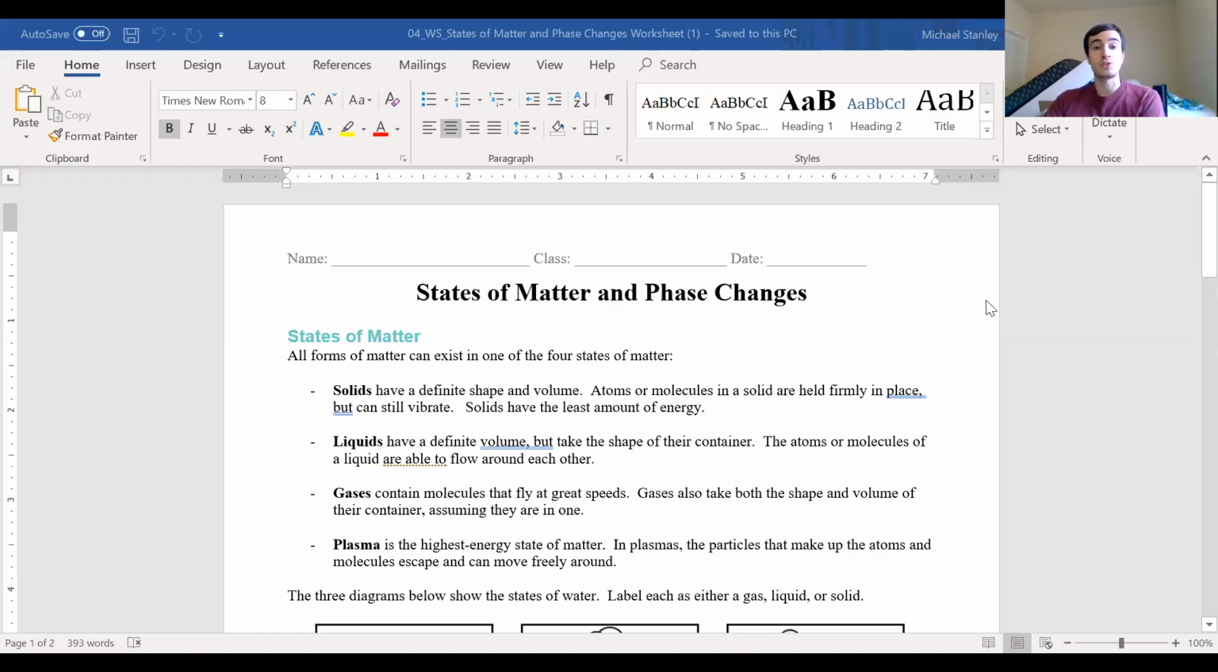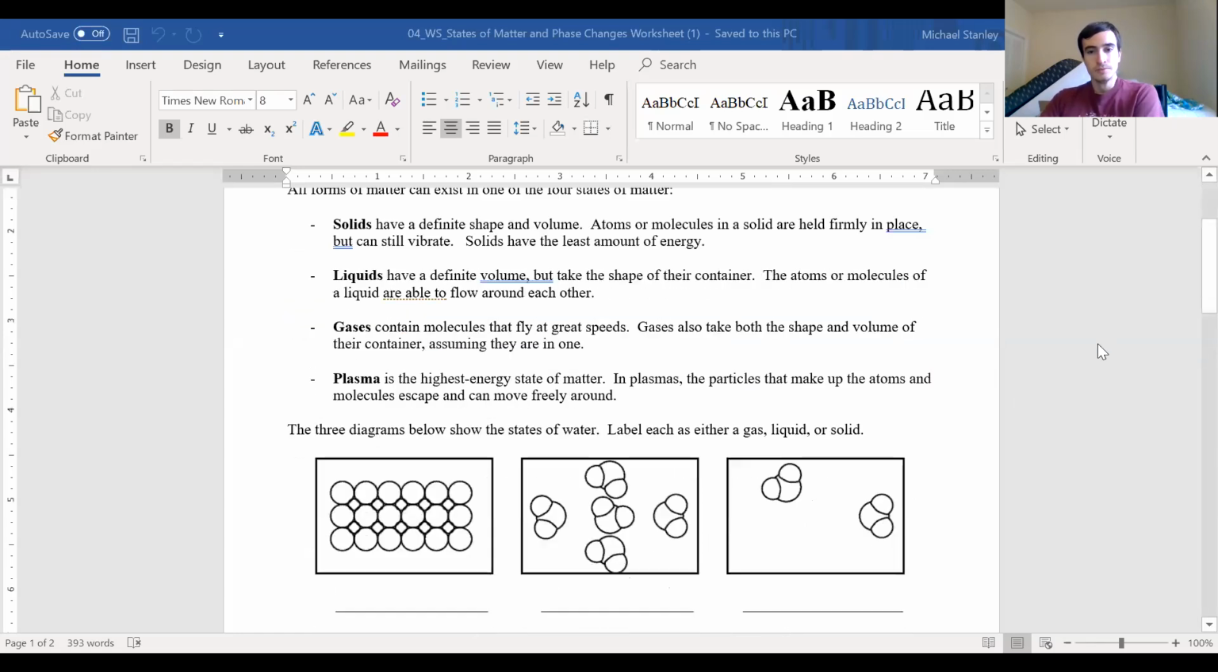Your homework is going to be this 2-page worksheet on the states of matter and phase changes. The first part of it kind of describes some of the stuff that we talked about earlier today in terms of solids, liquids, and gases. Again, you can kind of skip the plasma section. We don't really need to know about those guys.